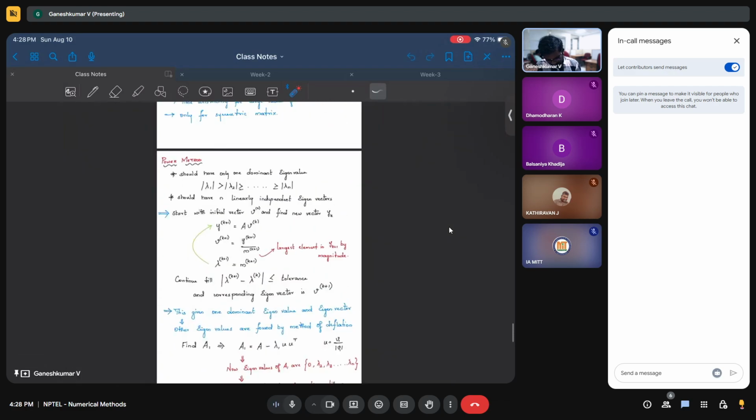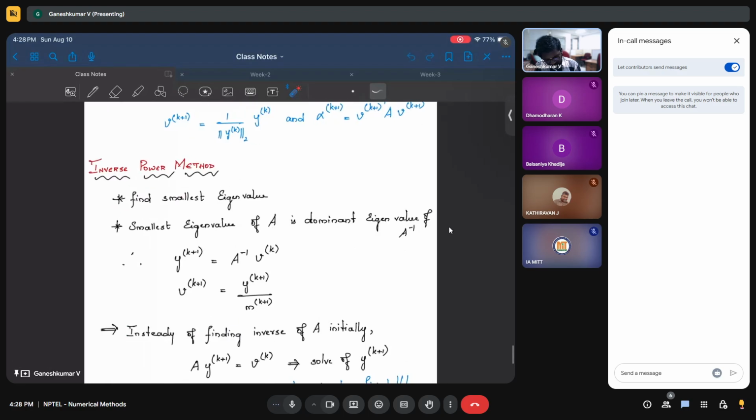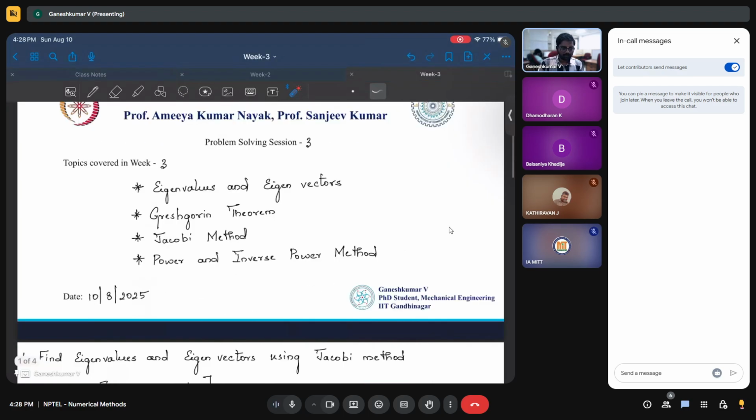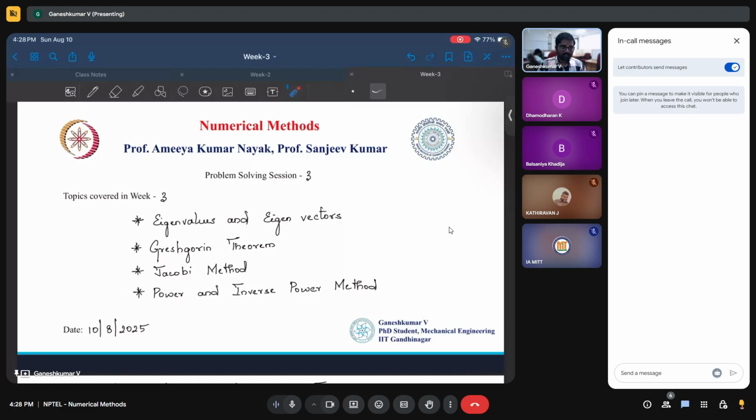All right, so this is what we saw in this week's lecture. If you have any questions, I will be able to answer. If not, we will go forward and solve a couple of questions. I have only 2 questions, and I saw that your assignment wants you to solve the Jacobi method and the power method, I think one power method and one inverse power method. So I thought I will solve one of them, and it will be useful for you to solve the assignments. If you have any questions, please let me know.